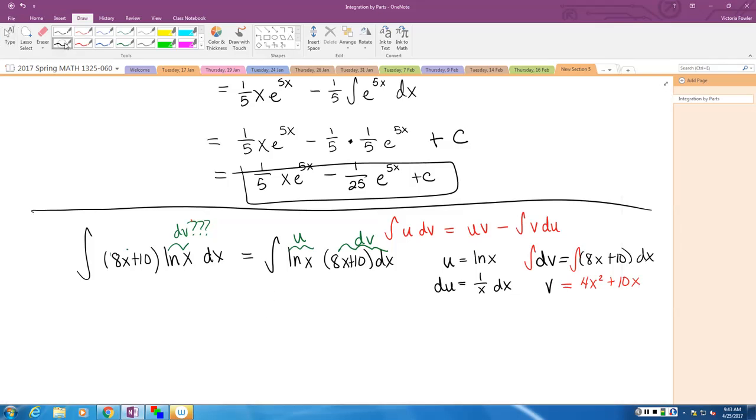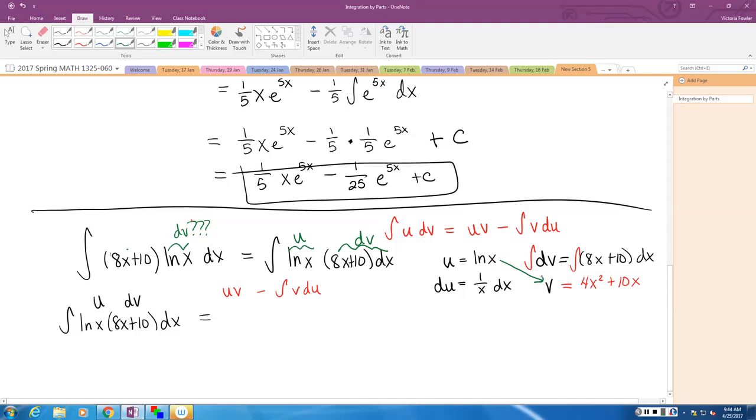What we are saying, and this is just for the sake of rewriting in my notes, is that our integral started off as the natural log of x times the quantity 8x plus 10 dx. So it's my integral of u dv here. And then above it, for the sake of memorization, I'm going to say this has to be uv minus the integral of v du. All I have to do is fill in the pieces below it. Okay, u times v, and you'll notice I'm drawing an arrow.